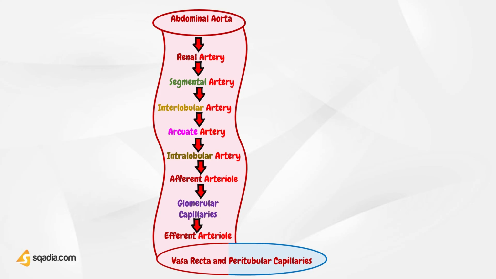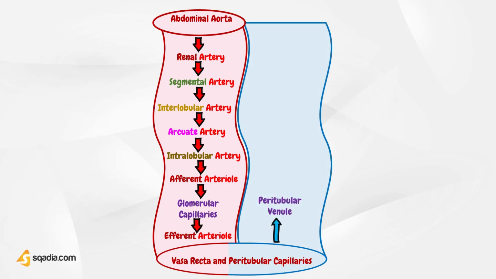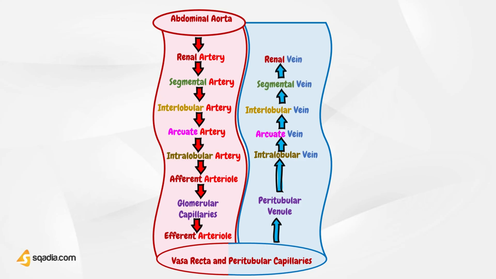Peritubular capillaries and vasa recta drain into the venous system. The venous system starts with peritubular venules and continues as intralobular veins, arcuate veins, interlobar veins, segmental veins, and finally, the renal vein. The renal vein leaves the kidney through the hilus and joins the inferior vena cava.